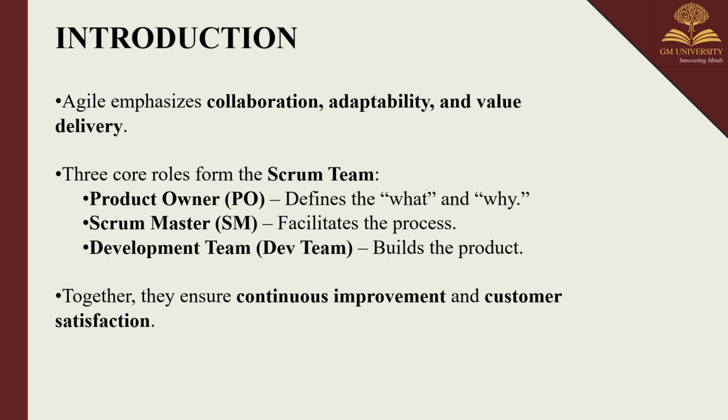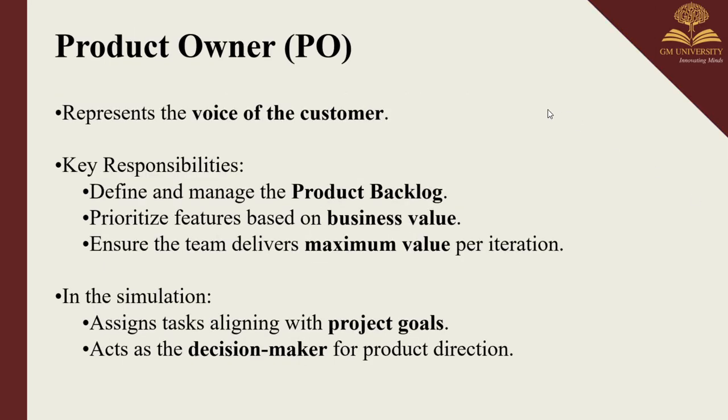Next, let's get to the first core role, which is the product owner. The product owner plays a strategic and business-oriented role in agile development. Their primary responsibility is to ensure that the team is always working on the most valuable feature from the customer's point of view. They act as the bridge between the stakeholders, that is the client or the management, and the technical team. The product owner defines what and why this feature matters to the business success.